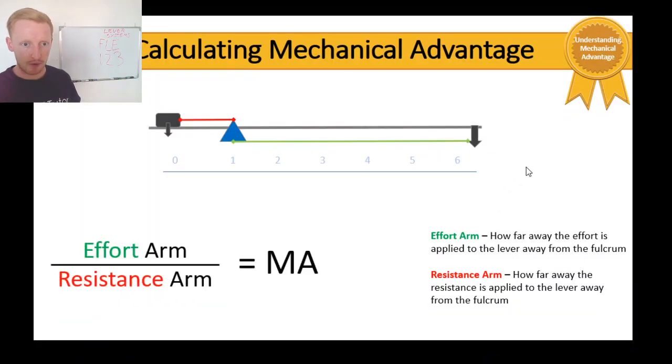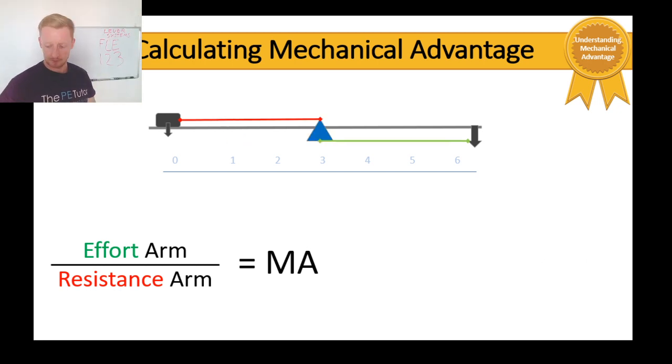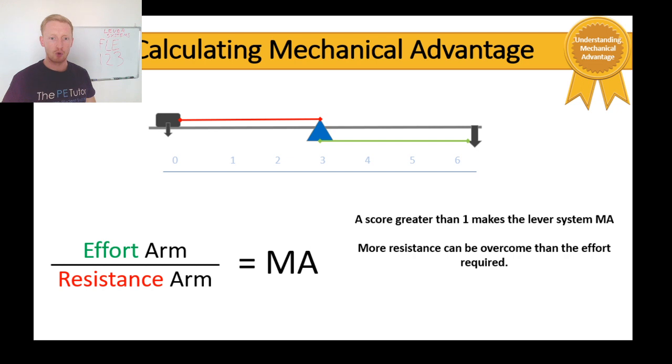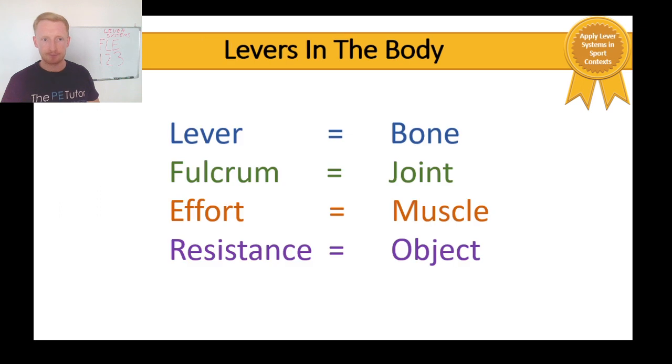So how do we calculate mechanical advantage? Effort arm divided by resistance arm. We're looking for 1, but greater than 1 is mechanical advantage. We don't need to put in as much effort to move more force or to overcome more resistance. So a score greater than 1 makes the lever system mechanically advantaged, and it will mean that a smaller muscle can move a larger mass, and that's what I said there, the foot or the ankle.